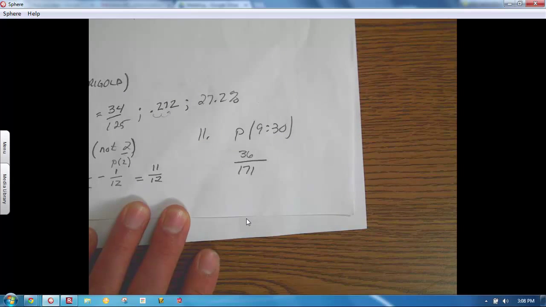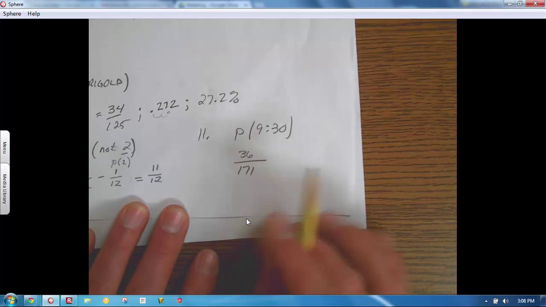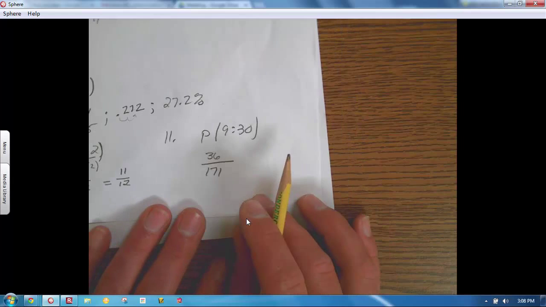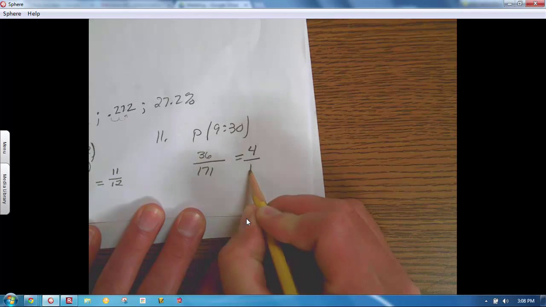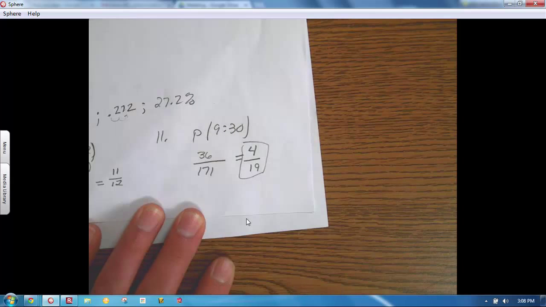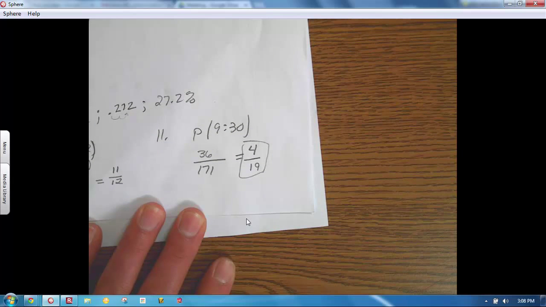And this is kind of a tricky answer here because it doesn't look like these two numbers have anything in common, but in fact they do. If we divide each of these numbers by 9, we would get 4 over 19, which again is our probability in lowest terms. We do not need to find that as a percent or as a decimal.